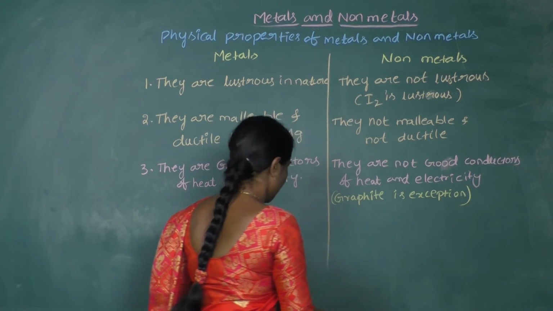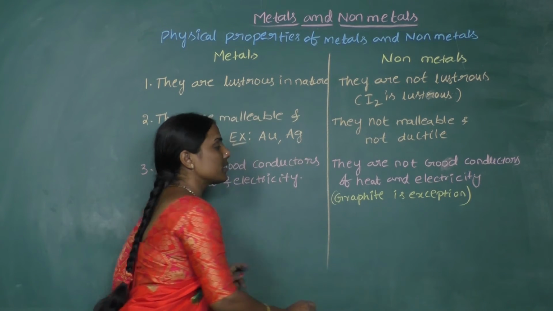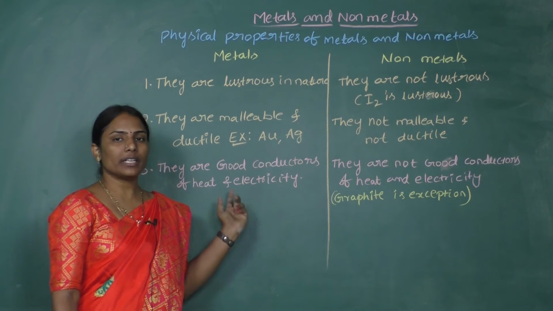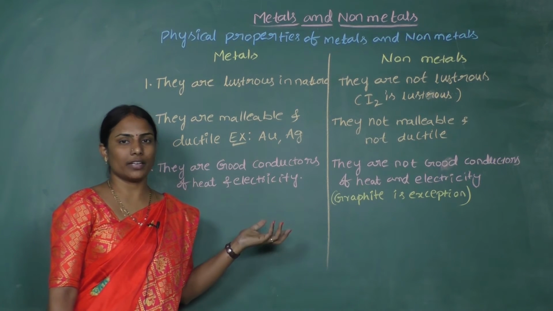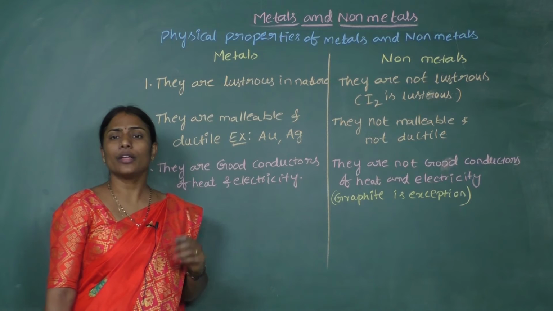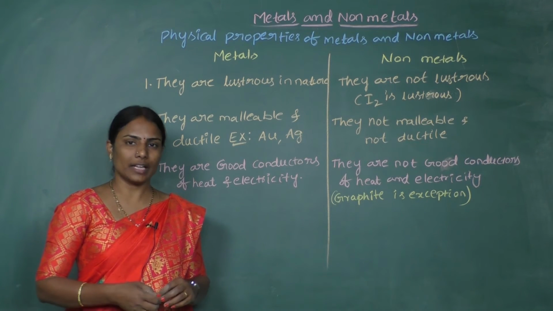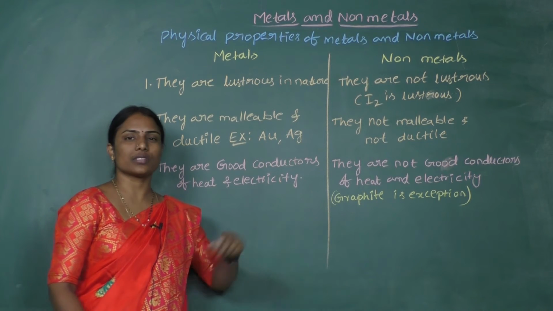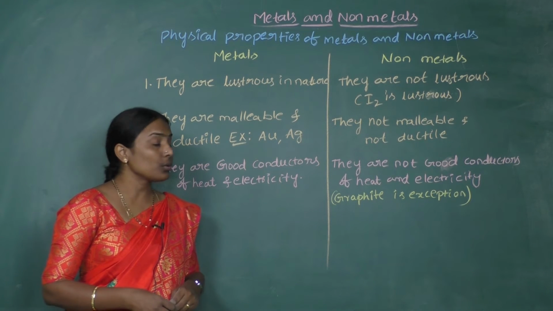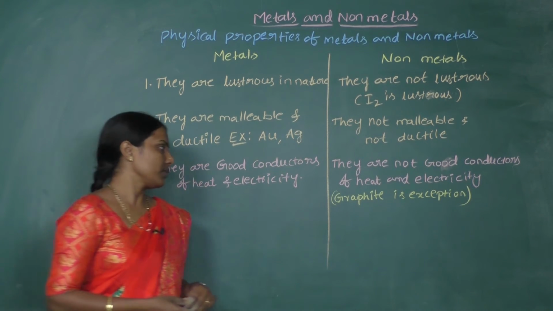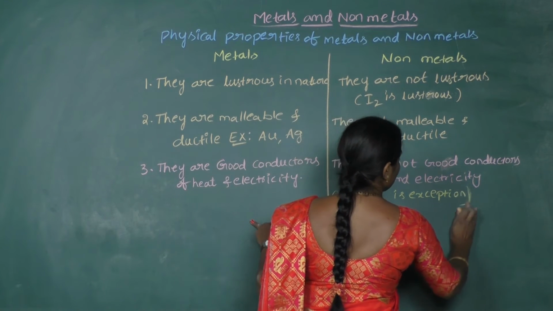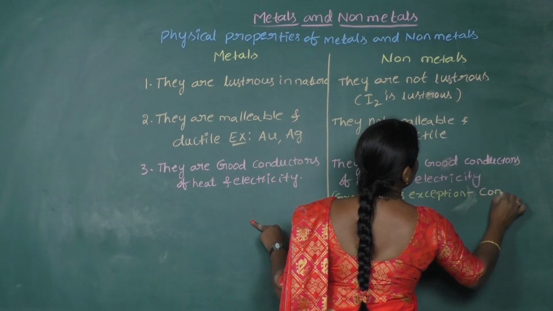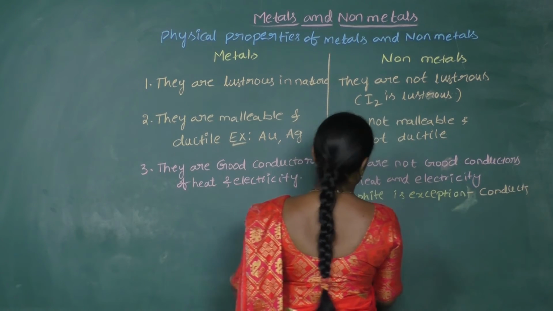What does it mean? That graphite is a good conductor of electricity, right? So generally metals are good conductors of heat and electricity, and non-metals are not good conductors of heat and electricity. But among the non-metals there is one element, graphite, which is a good conductor of electricity. So it is the exception, it conducts electricity, right?